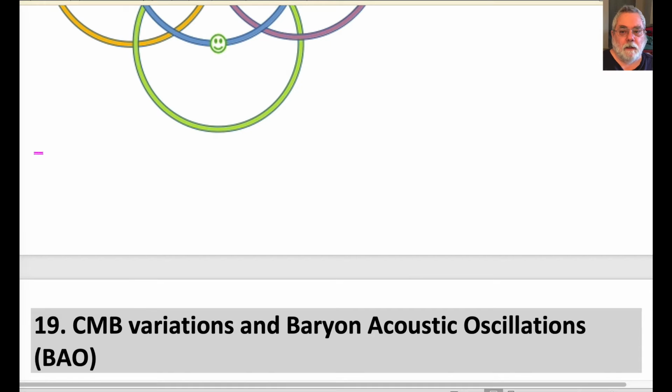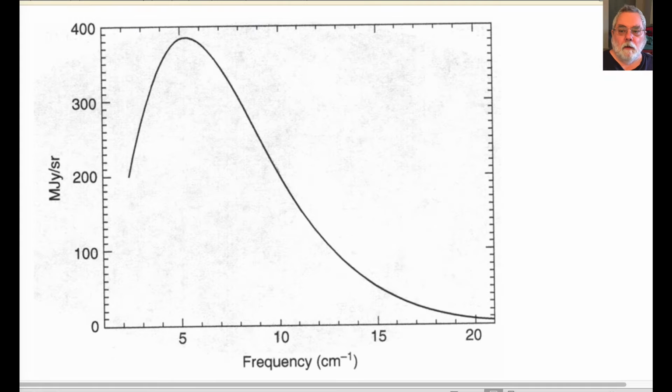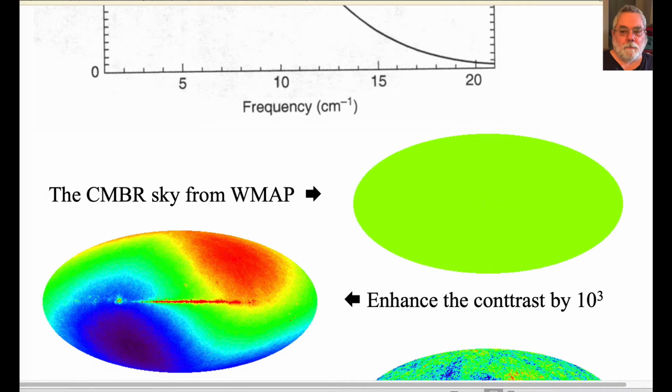Section 19. CMB Variations and Baryon Acoustic Oscillations, BAO. The Cosmic Background Explorer, or COBE, satellite in the early 1990s confirmed that the CMB signal from patches of the sky has a near-perfect black-body spectrum corresponding to a temperature of 2.7 Kelvin. The WMAP satellite in the 2000s had better accuracy and better angular resolution than COBE.